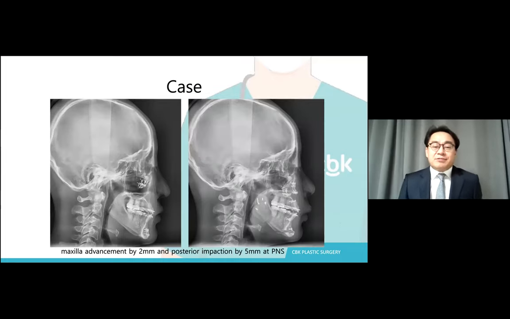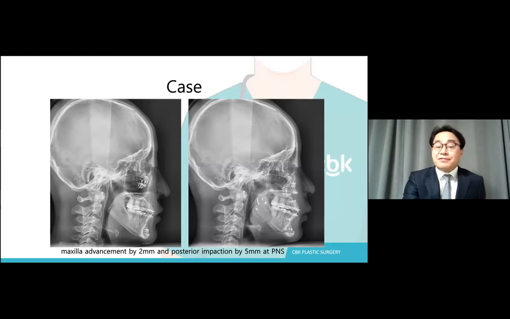This is a case of corrective OGS. This patient got a reduction mandibuloplasty, reduction malarplasty, and genioplasty, but she was not satisfied with the result. She still complained of a long face, a flat face, or a wider face. So I found that the cause of the chief complaint is the facial profile. I made the facial profile of the patient from concave to convex. I performed maxillary advancement by 2 millimeters and posterior impaction by 5 millimeters at PNS. And I did an advancing genioplasty as well.